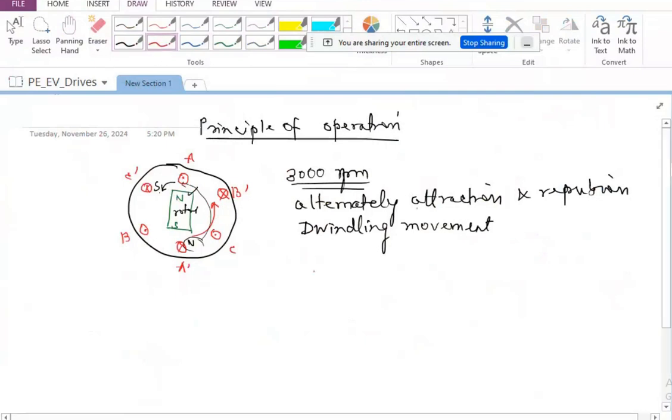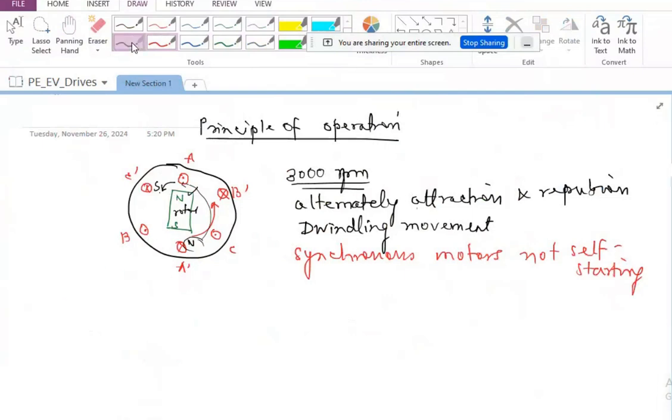So that is one reason why synchronous motors are normally not self-starting. They are not going to start on their own, whereas you will see that induction machines start on their own. Synchronous motors are not self-starting.